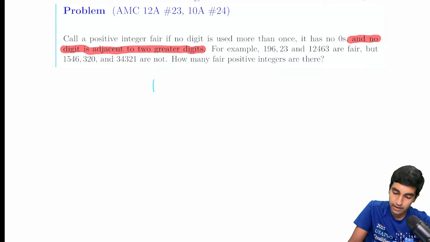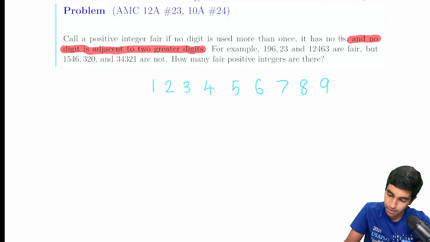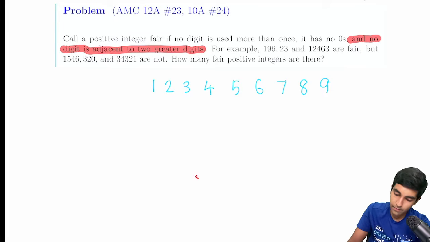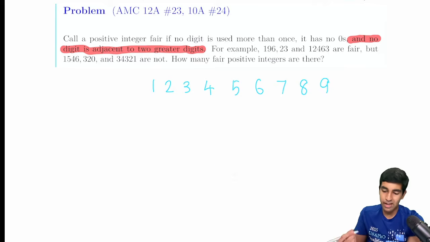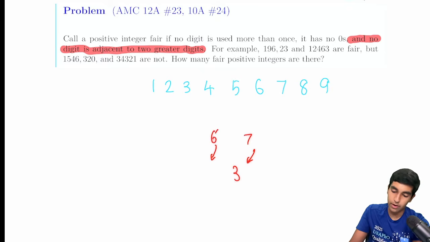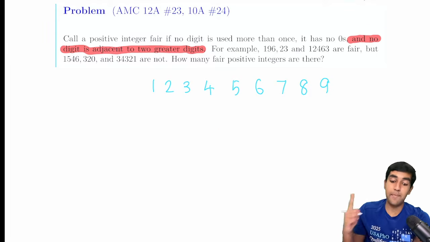So essentially our digits are being chosen from 1 to 9. And this is really the crux of the problem we want to understand here. No digit is adjacent to two greater digits. So we have some value, let's say it was 3. We can't have something larger than 3 on both sides. We can have it being larger than 3 on one side, but we can't have it also being larger than 3 on the other. But the opposite is not true. Let's keep that in mind here.